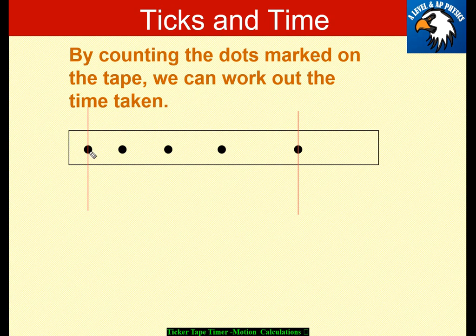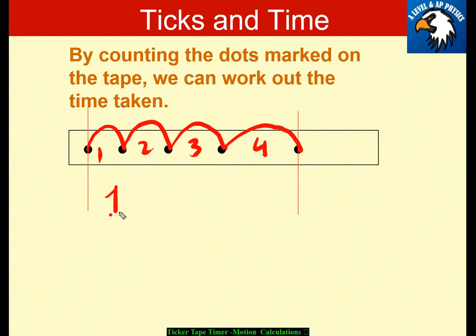The first step is that you need to find the number of ticks. In this case, the number of ticks we can find here is 4. So this is one tick, this is the second one, third one, and fourth one. So how many ticks? 4 ticks.